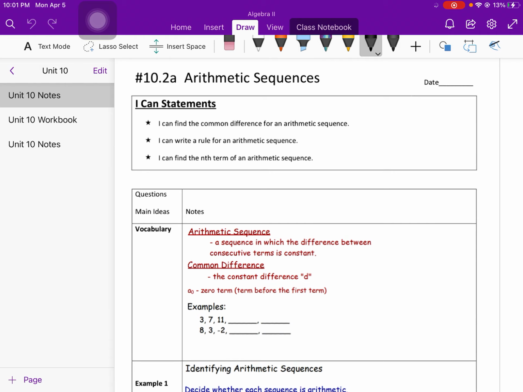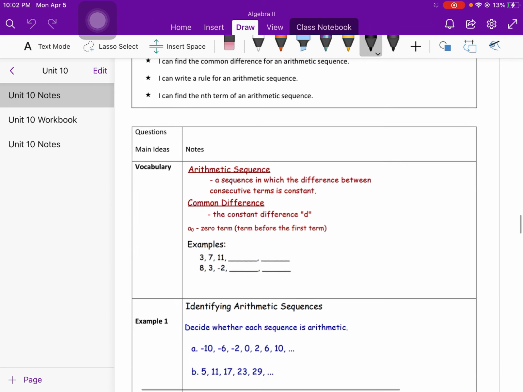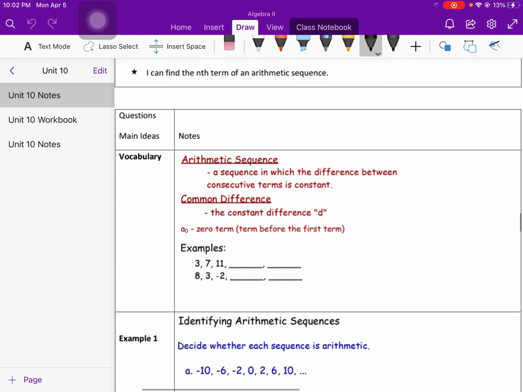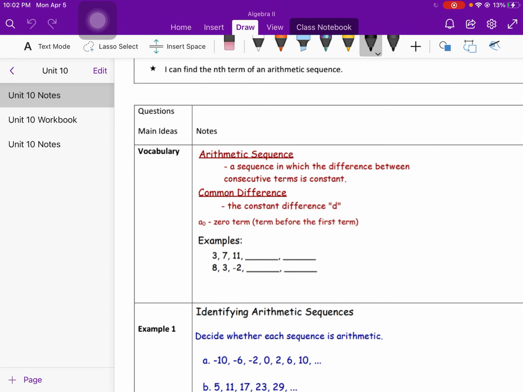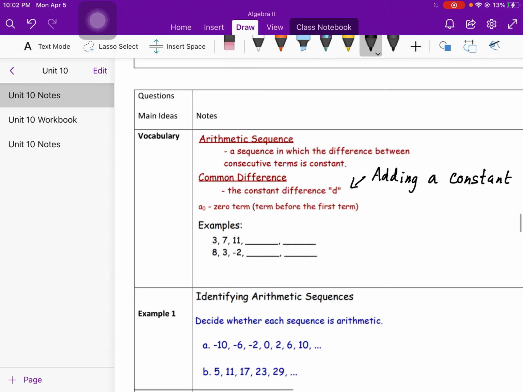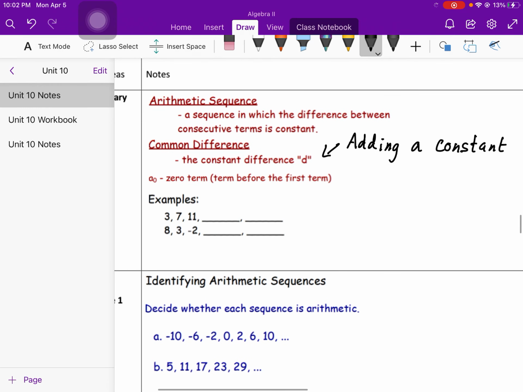In this video we are going to be talking about the arithmetic sequence, which is a different type than geometric, as we're going to read below here. An arithmetic sequence is a sequence in which the difference between consecutive terms is constant. We call this the common difference. Before, with the geometric sequence, we were always multiplying by a common ratio. This time we are going to be adding a constant. So this time we are going to be adding a number to get to the next term.